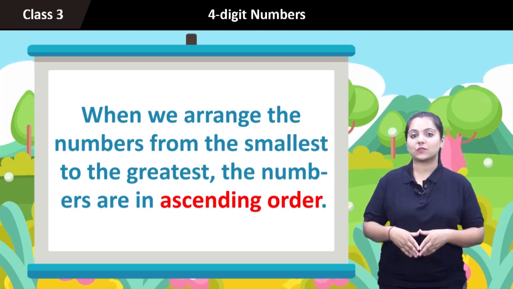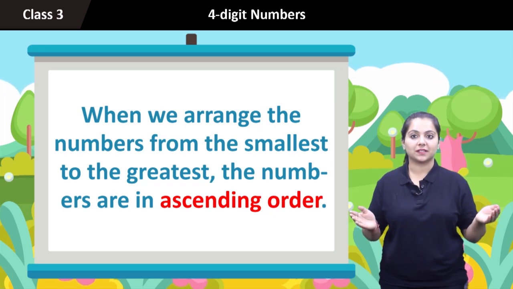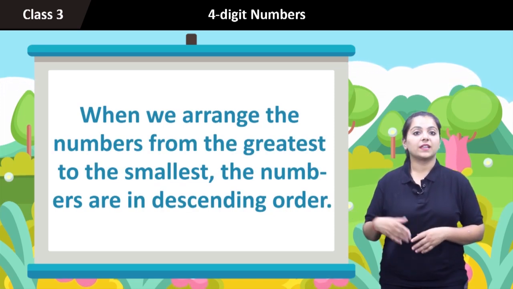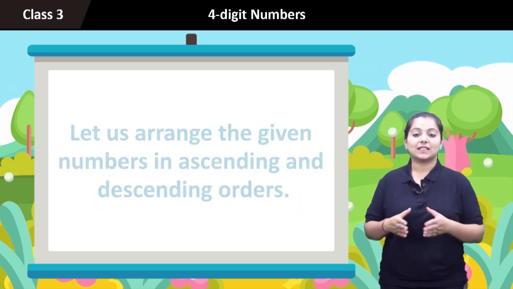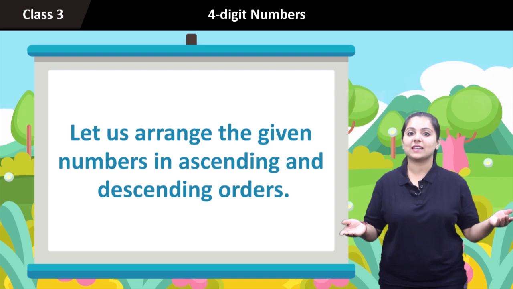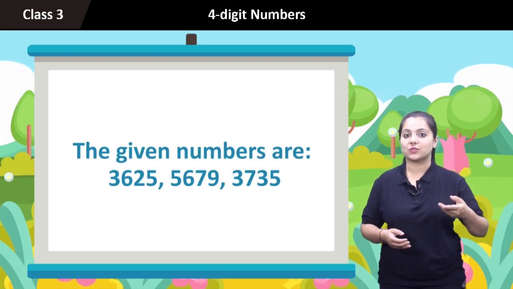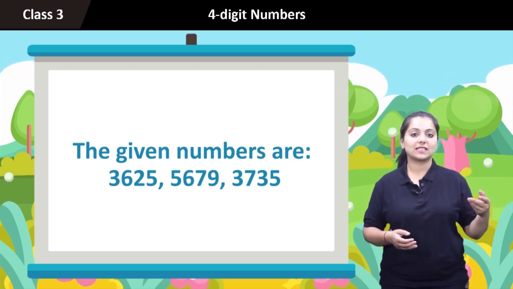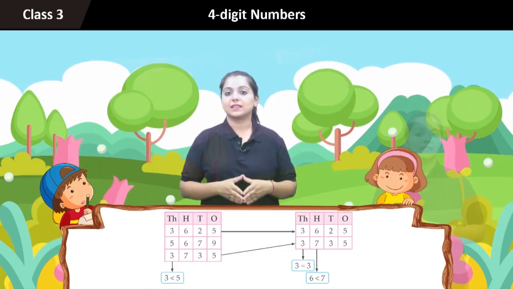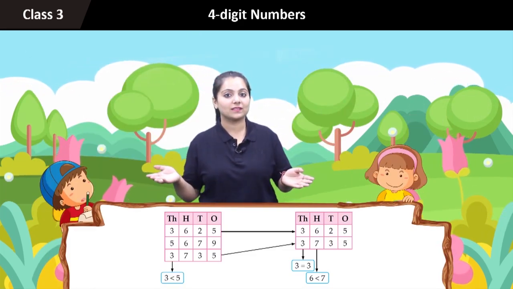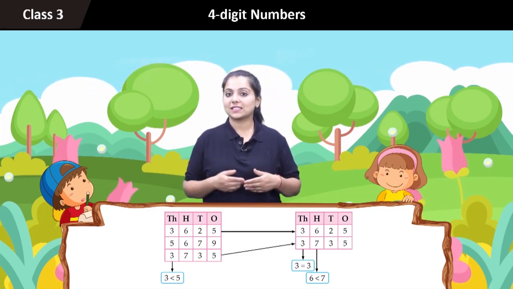Ascending and descending orders. When we arrange the numbers from smallest to the greatest, the numbers are in ascending order. When we arrange the numbers from greatest to smallest, the numbers are in descending order. Let us arrange the given numbers in ascending and descending orders. The numbers given here are 3625, 5679, 3735. Now let's see which one is the smallest one. Here we have two 3000s numbers. So let us compare them first.